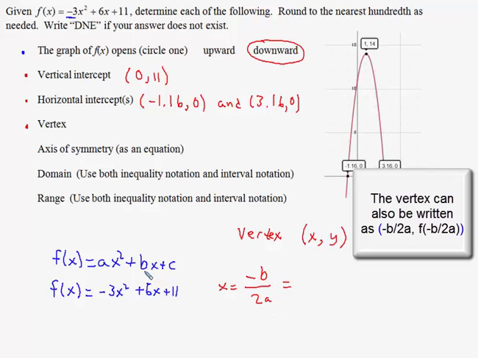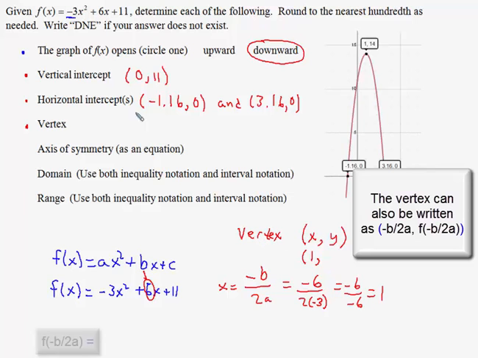So my b in this problem is 6, so opposite of 6, and then you are to divide by 2 times a, and in our problem a was negative 3. Negative 3 times 2 is negative 6. Negative 6 divided by negative 6 is simply 1. So that is just the x-coordinate of the vertex. We get x equals 1 is the x value of the vertex.